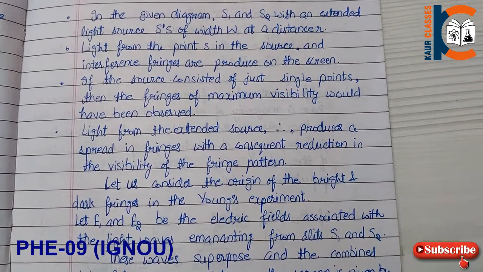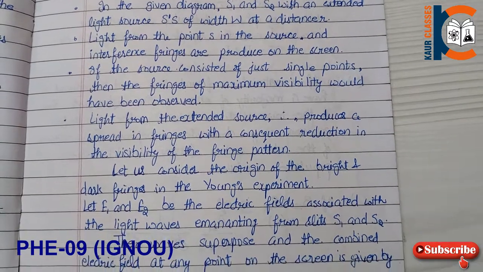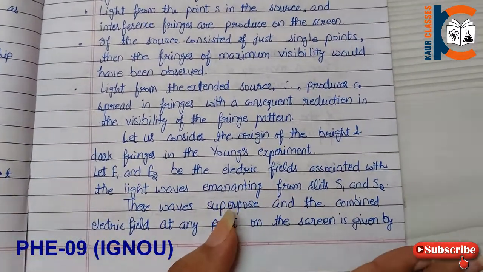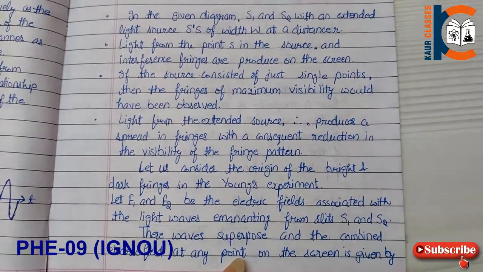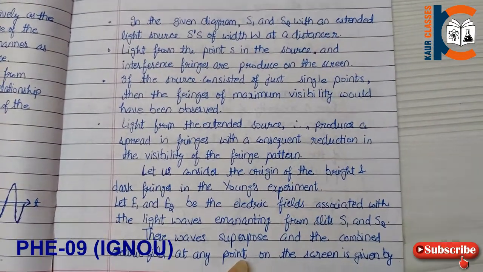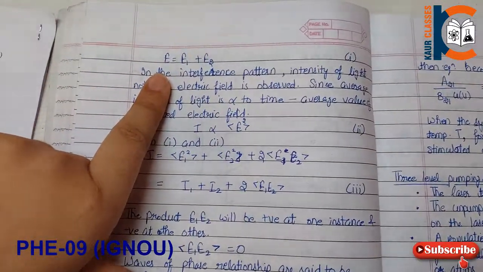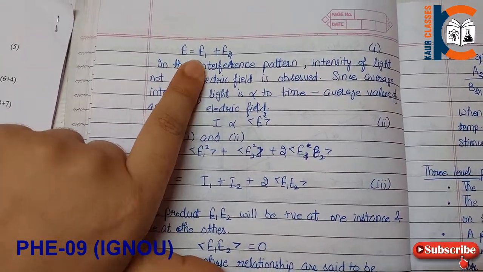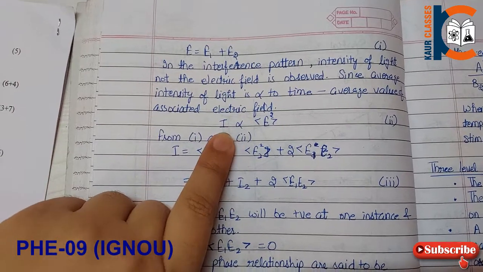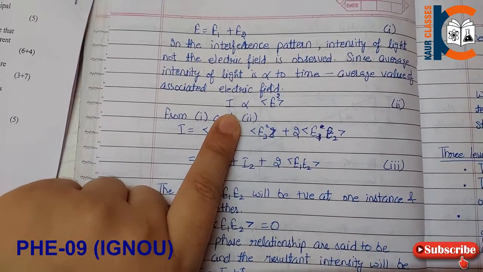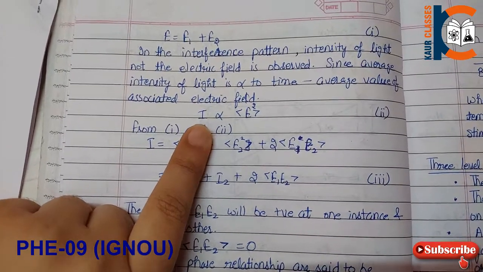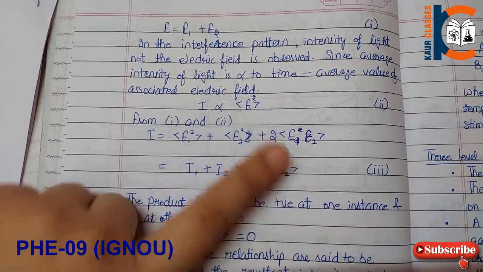and the dark fringes in Young's experiment, E1 and E2 can be the electric fields associated with the light wave from slits S1 and S2. So we have the total resultant electric field equal to E1 plus E2, and the average intensity of light is directly proportional to the square of the electric field.